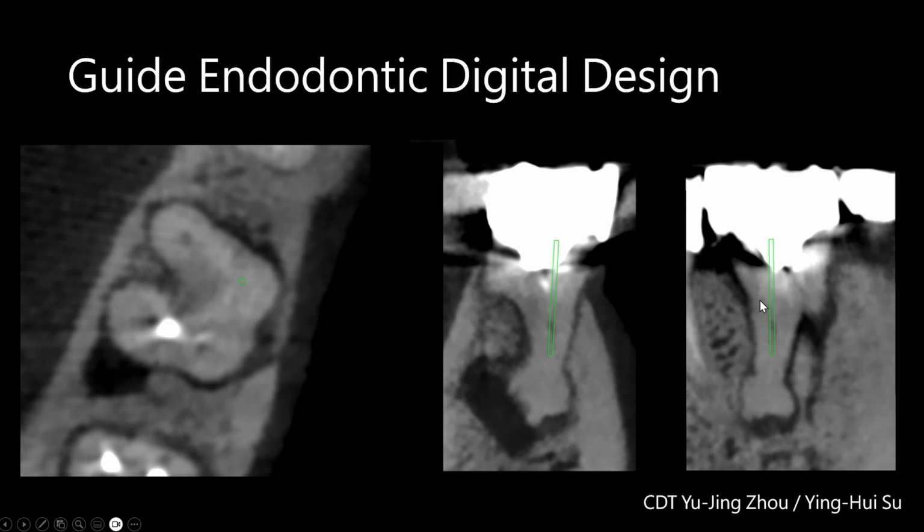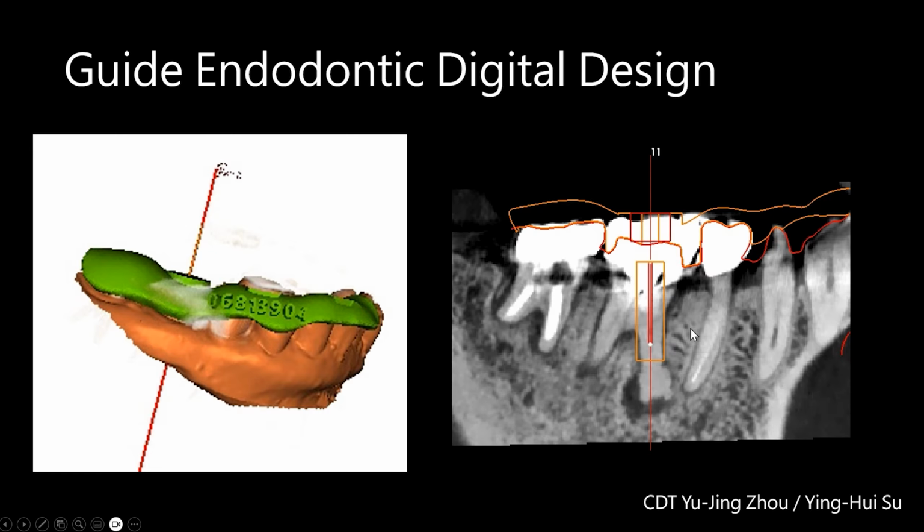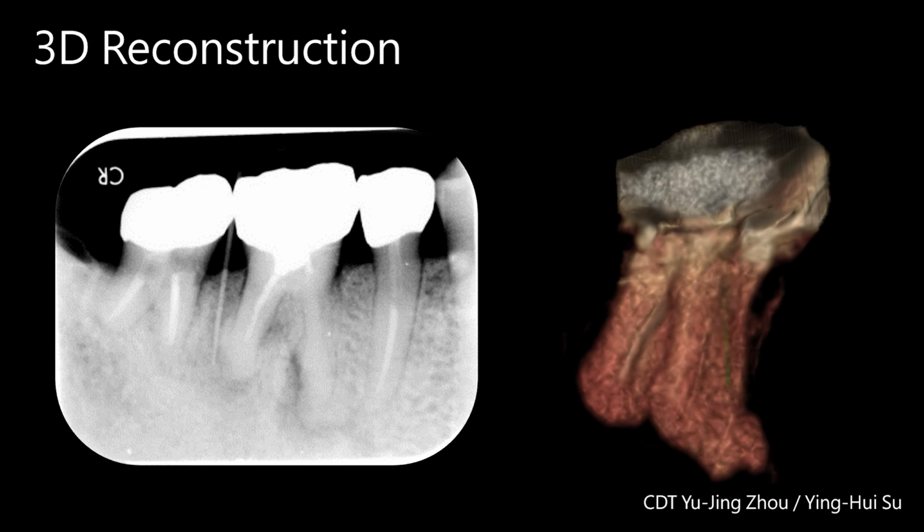Also, this is the path we try to get to the mesiolingual canal. And this is the 3D print guide we are going to make. And this is the different direction view. And I also do the reconstruction of this CBCT using the 3D Slicer, which is sponsored by the American National.